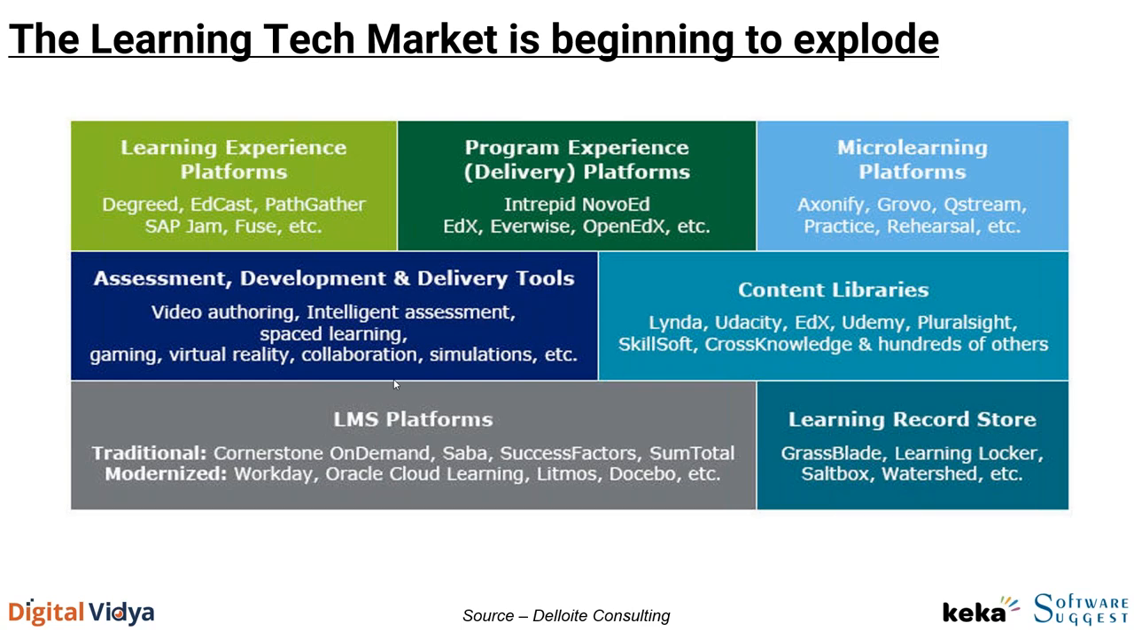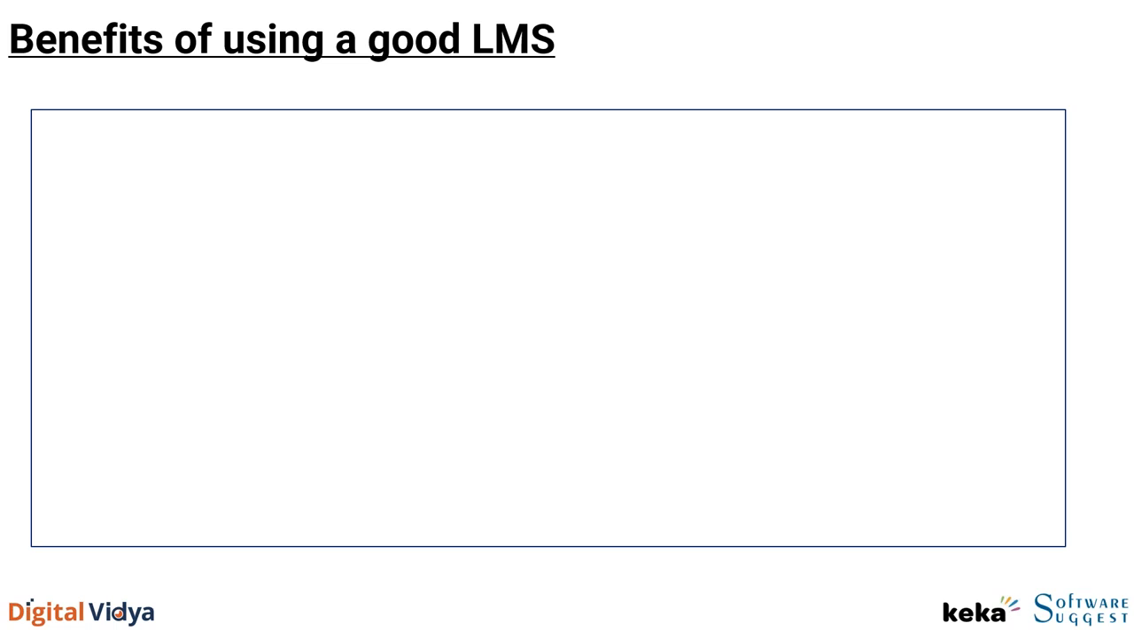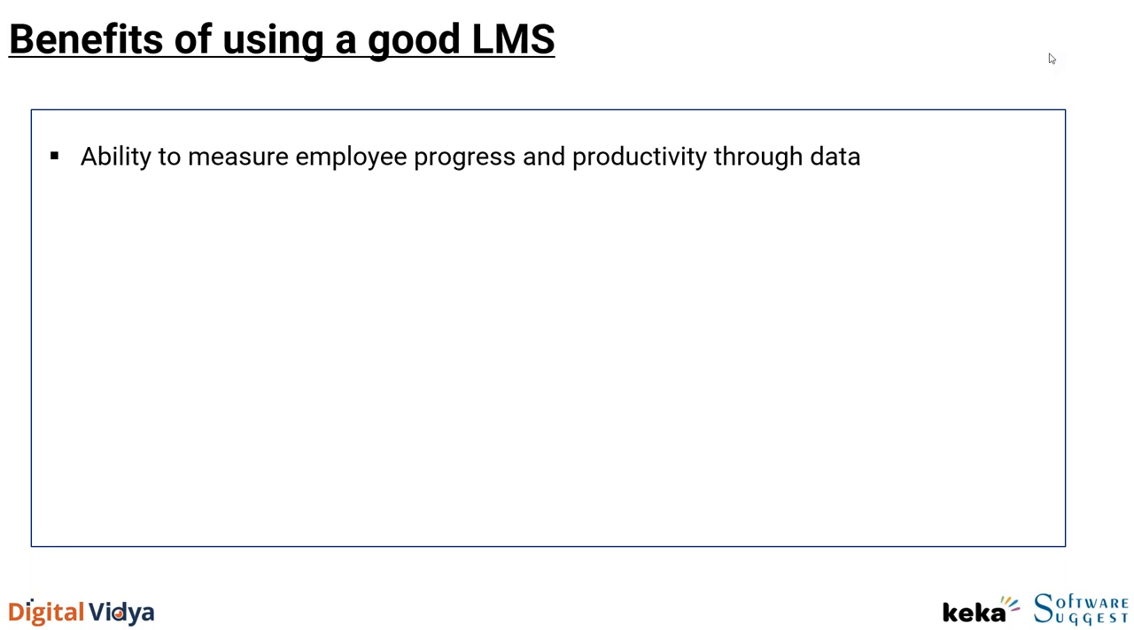The key thing in the L&D space is to have a great LMS. I'm sure almost all of you have a digital LMS. But the LMS does a great job only when it covers all of these benefits. It helps you measure progress and productivity. If you have an LMS that just runs learning programs without measuring progress and productivity accurately, then your LMS is probably not good enough and you might need an upgrade.